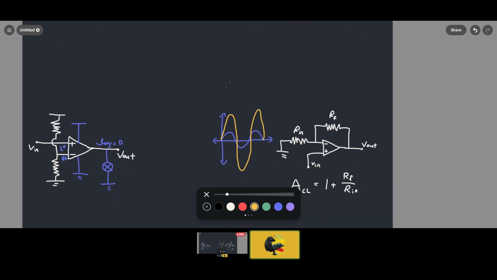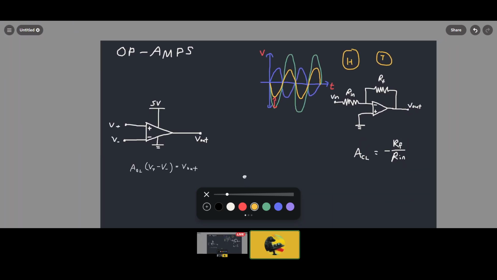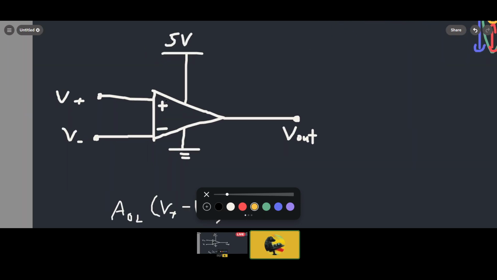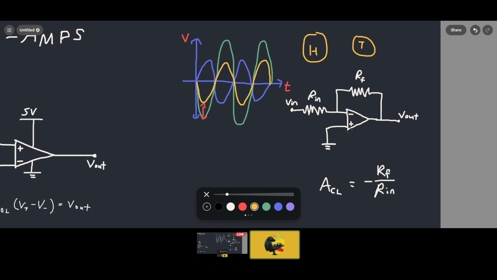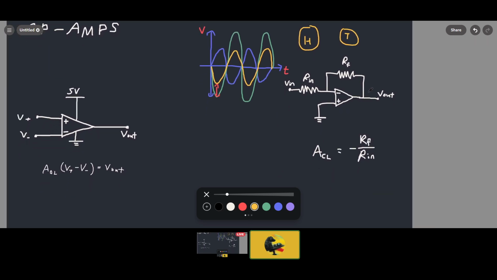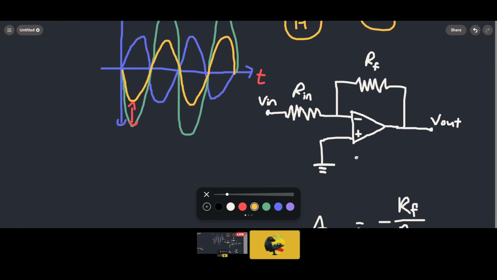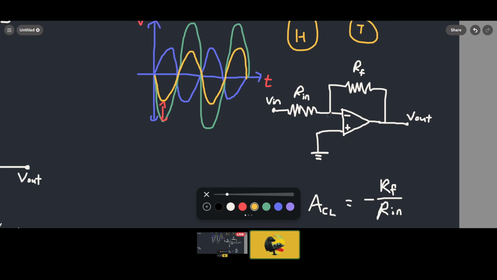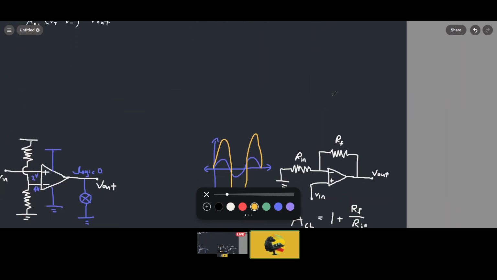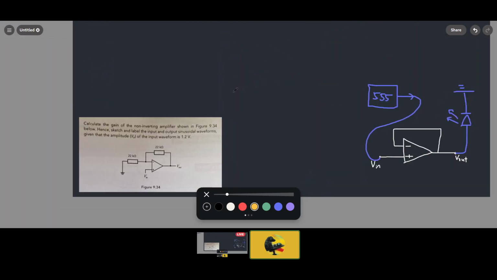One thing to note is that I've been talking about all these op-amps with the plus and minus. You may not have noticed, but for the inverting and non-inverting op-amps, the minus is actually on top. And this is very important, because if you get this mixed up, it's not going to work out well for you. You're going to get everything wrong and then you fail. So yeah, that's also pretty important. Now let's move on to this practice question.